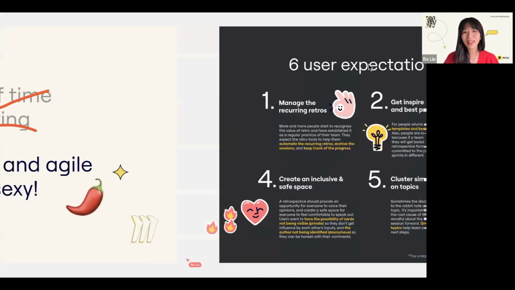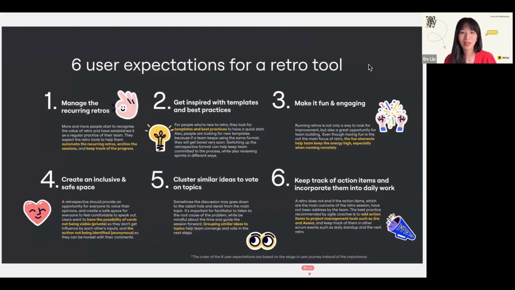After the research in the discovery phase, we identified 6 user expectations for a retro tool, namely: managing the recurring retro; getting inspired with new retro formats, templates, and best practices; making it fun and engaging; creating an inclusive and safe space; clustering similar ideas to vote on topics; and lastly, keeping track of action items and incorporating them into daily work.